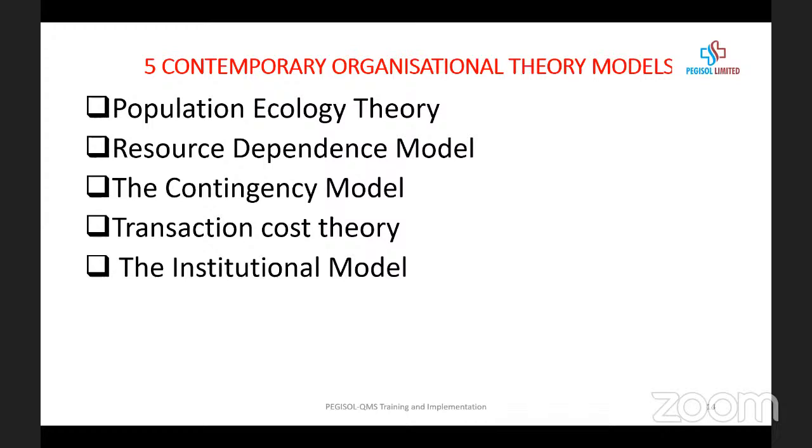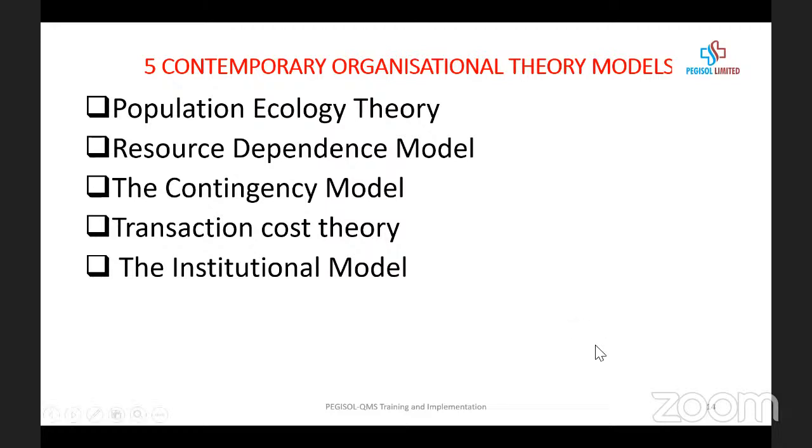Now let's look at 5 contemporary organization theory models. This I'm going to give you as an assignment for everyone that is listening to me. Go and read up these 5 contemporary organization theory models. These are general theory models for organization theory: population ecology theory, resource dependence model, the contingency model, transaction cost model, and the institutional model. In the QMS on the website, this is explained, but I want you to go and read it up.